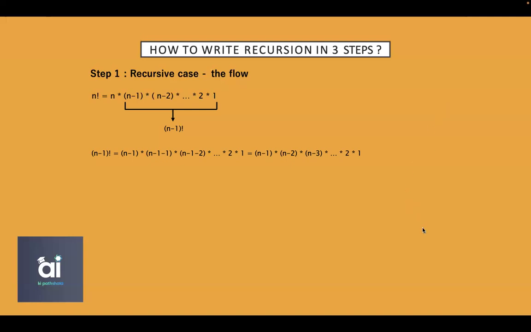This means that we can change our function to something like this: n factorial is equal to n multiplied by n minus 1 factorial. In this case, we have successfully found a recursive case, which means that on both the left and right side, we have factorial. Now we have identified the recursive case. Let's switch to Visual Studio Code to develop this case in Python.